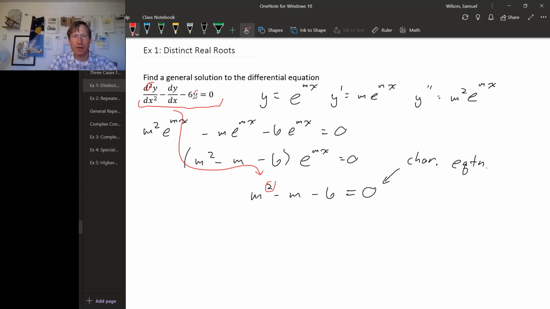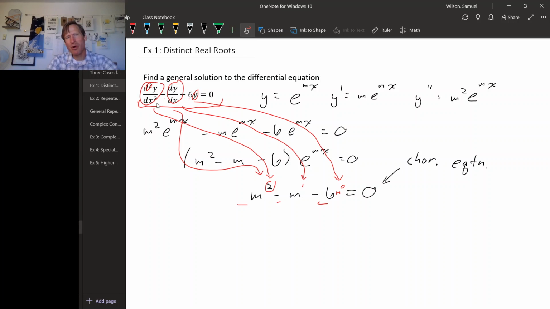So here we have a 0th order derivative of y, and that turns into m to the 0, which is just 1. Here we have a first order derivative that turns into m to the first, and then a second order derivative turns into m to the second. And the coefficients here, 1, minus 1, and minus 6, are the coefficients down here, plus 1, minus 1, and minus 6. So in the future, we won't really need to write out all of this algebra. We'll be able to go from the differential equation directly to the characteristic equation all in one step.